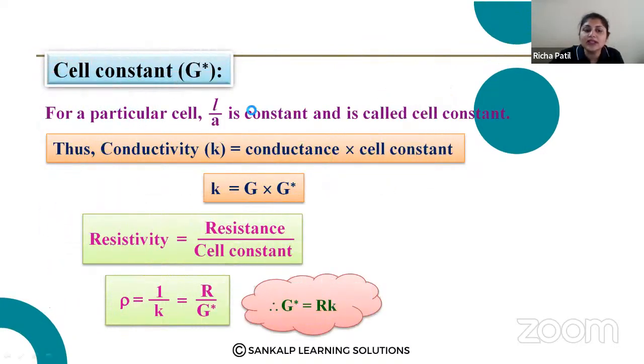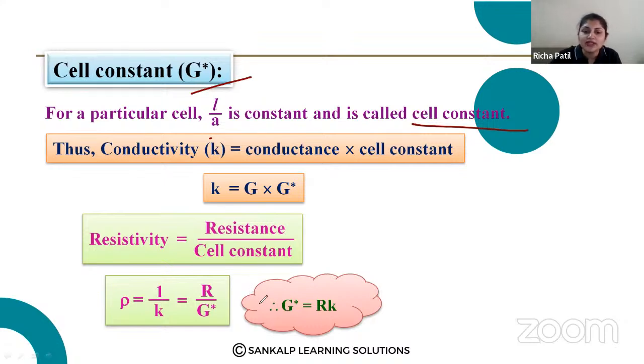Next is cell constant. For any particular cell, length upon area of cross section is constant, and this is called the cell constant. So conductivity K is given as conductance G into cell constant G star. Resistivity is nothing but resistance upon cell constant.